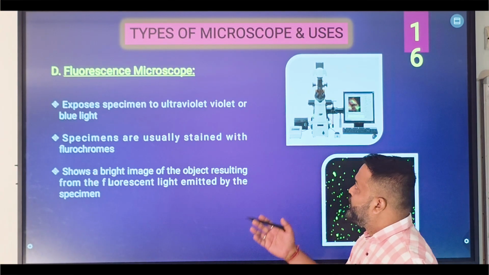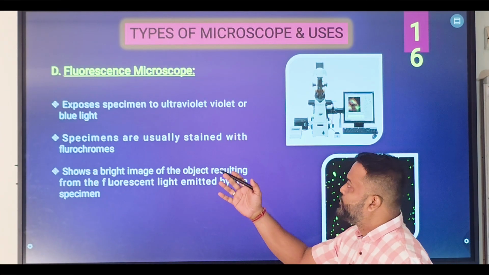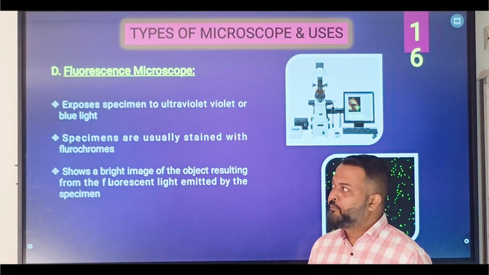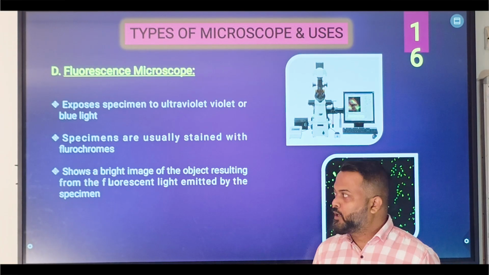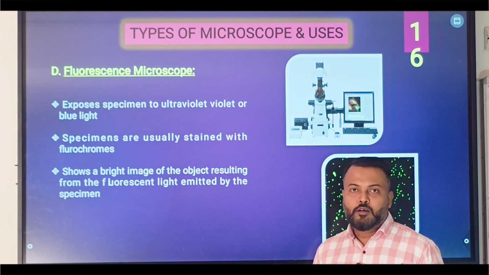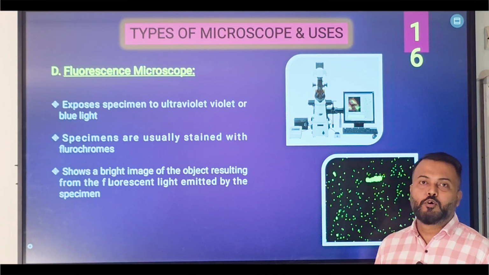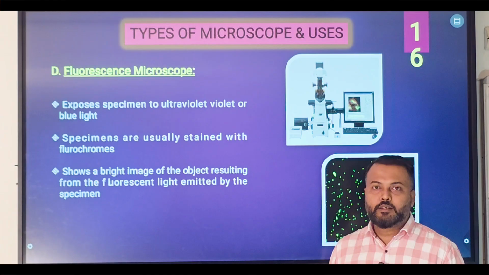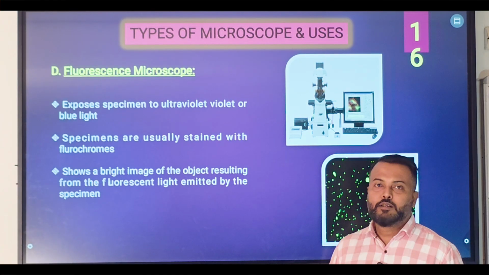So what is a fluorescent microscope? It exposes the specimen to ultraviolet or blue light. Specimens are usually stained with fluorochromes. Now these fluorochromes are nothing but fluorescent dyes that are used for fluorescent microscopy. It shows a bright image of the object resulting from the fluorescent light emitted by the specimen.